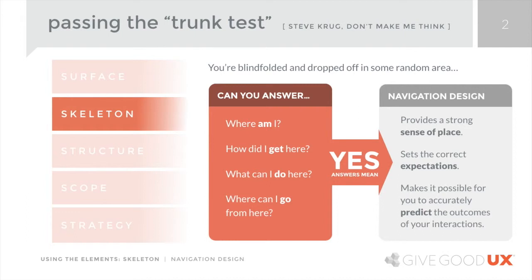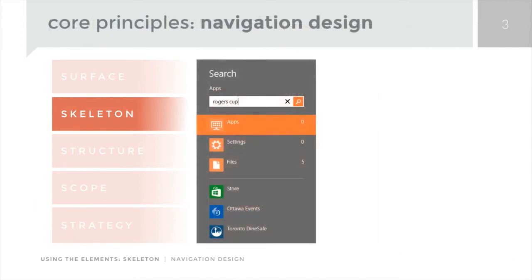And the trunk test is a really good way of ascertaining at any given point, across your application, across your site, across your whatever, if your navigation design is doing its job. Anytime you get an I don't know answer to any one of those questions, you know you've got a navigation problem. Good navigation design is all about finding what you want.